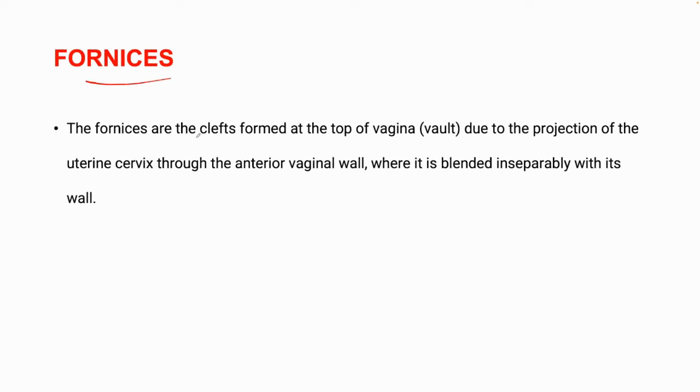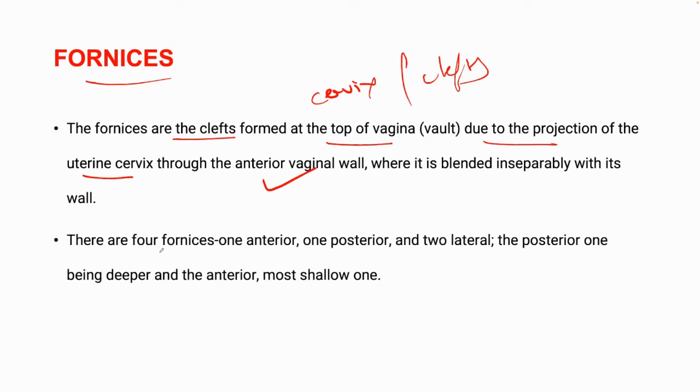Now if we talk about the fornices, the fornices are the clefts formed at the top of the vagina due to the projection of the uterine cervix. There are 4 fornices, 1 anterior, 1 posterior and 2 lateral. The posterior one is deeper and the anterior one is shallow.